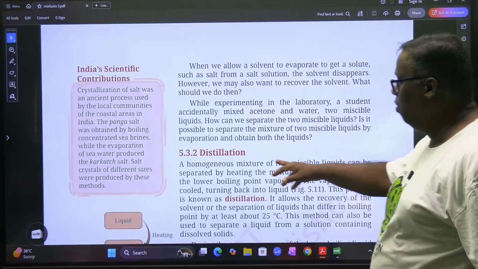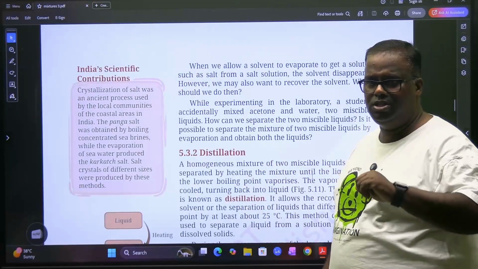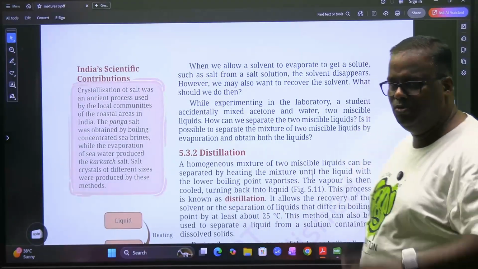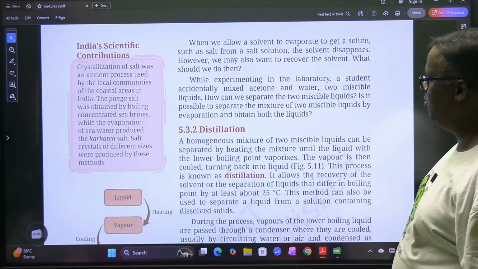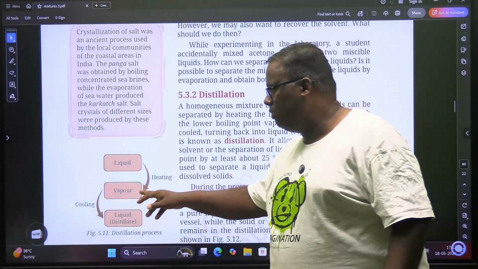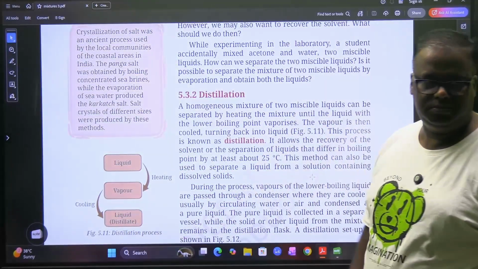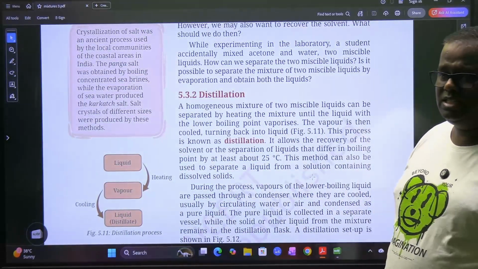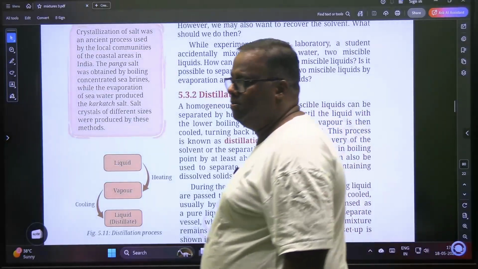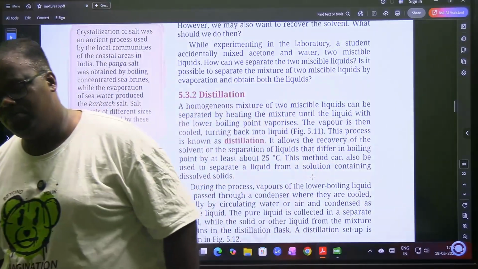So this is a homogeneous mixture. If it was heterogeneous, physically we could have separated. We'll see how we separate heterogeneous. So here what we are doing, a liquid, you heat it to vapor, you cool it, and you get the distillate. Distillation can also be done for solid and liquid.